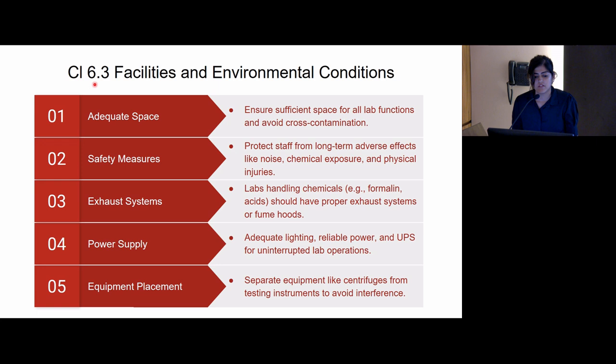Next clause is facilities and environmental conditions. There should be adequate space for all lab functions and to avoid cross-contamination. Proper safety measures should be taken to ensure staff safety from different injuries. Exhaust systems should be properly installed if the labs are handling chemicals like formalin and acids, and there should be an uninterrupted power supply for uninterrupted lab operations. Equipment like centrifuges should be placed separately from the testing instruments to avoid interference.